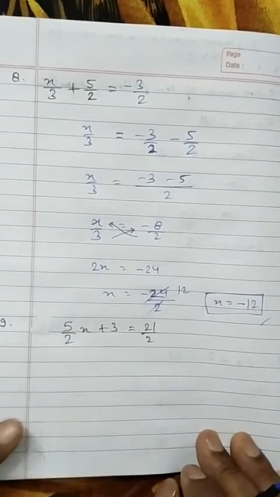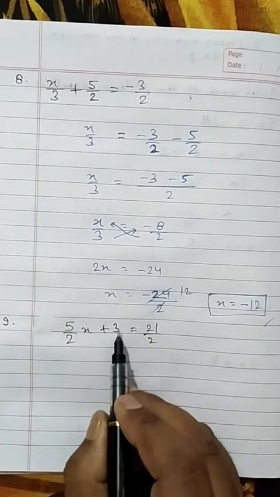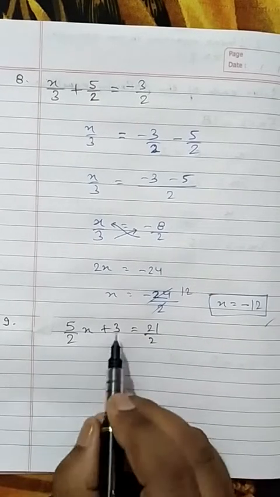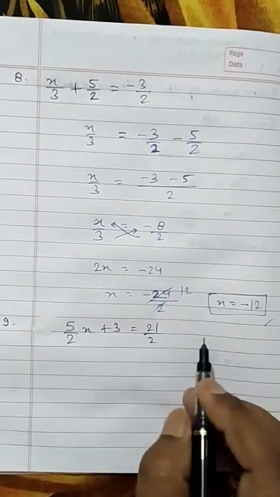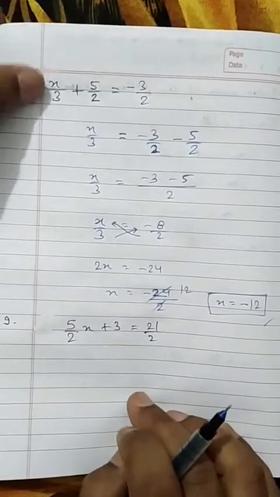Now this question number 9 is the same. We have to transfer this 3 because this is a constant value. 5 upon 2 x will remain on the left hand side. This 3 will go on the right hand side, and there will be 1 below 3. Okay, this is your homework.